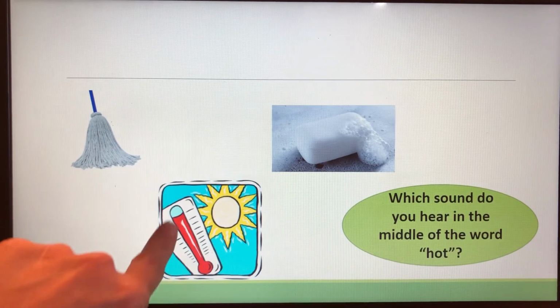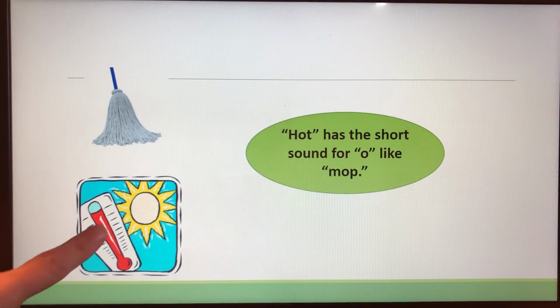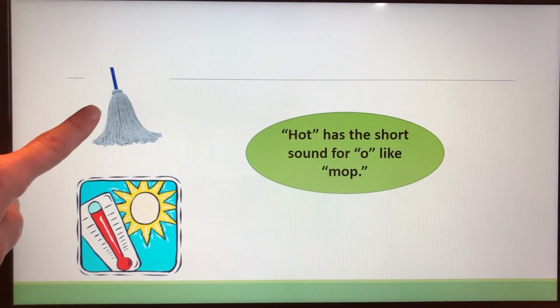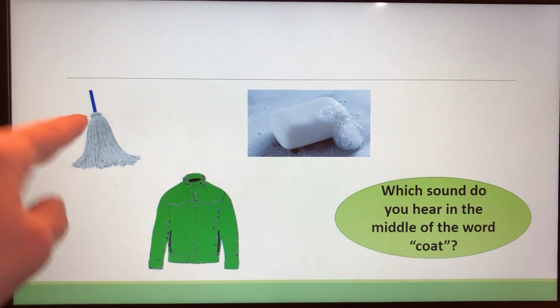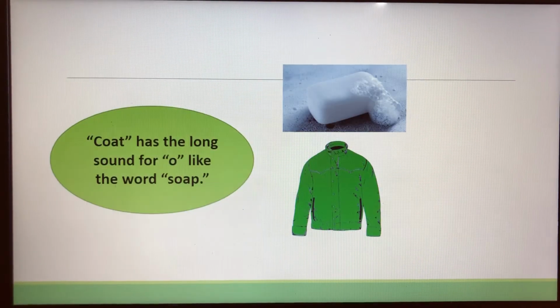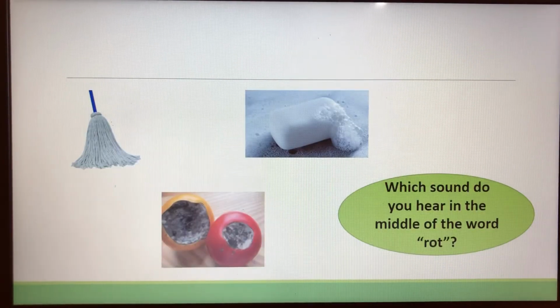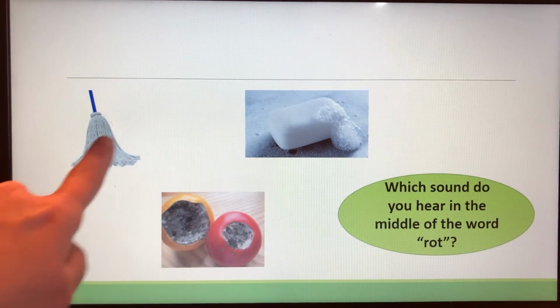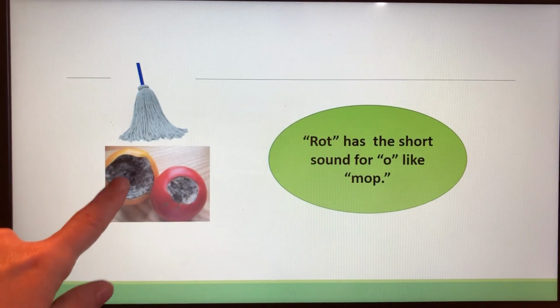How about hot? Hot. What do you hear? You're right. You hear ah in hot, like in the word mop, the short O sound. How about the word coat? Coat. Do you hear ah or O in coat? You're right. You hear O in coat, just like in soap. How about rot? Rot. Do you hear ah or O? You're right. You hear ah in rot.